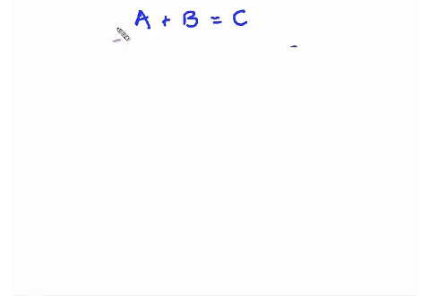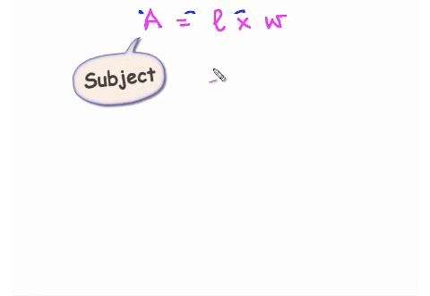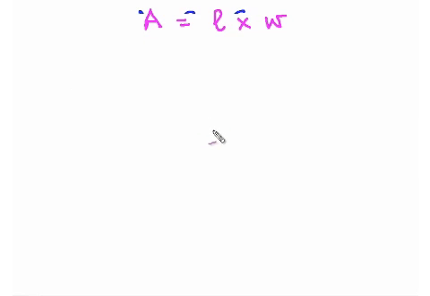Let's look at the formula for the area of a rectangle. The area of a rectangle is A equals L times W, where A is the area, L is the length, and W is the width of the rectangle. We say that A is the subject of the formula. Let's say we want to find the width W. So we use the rule division undoes multiplication by dividing both sides by L.